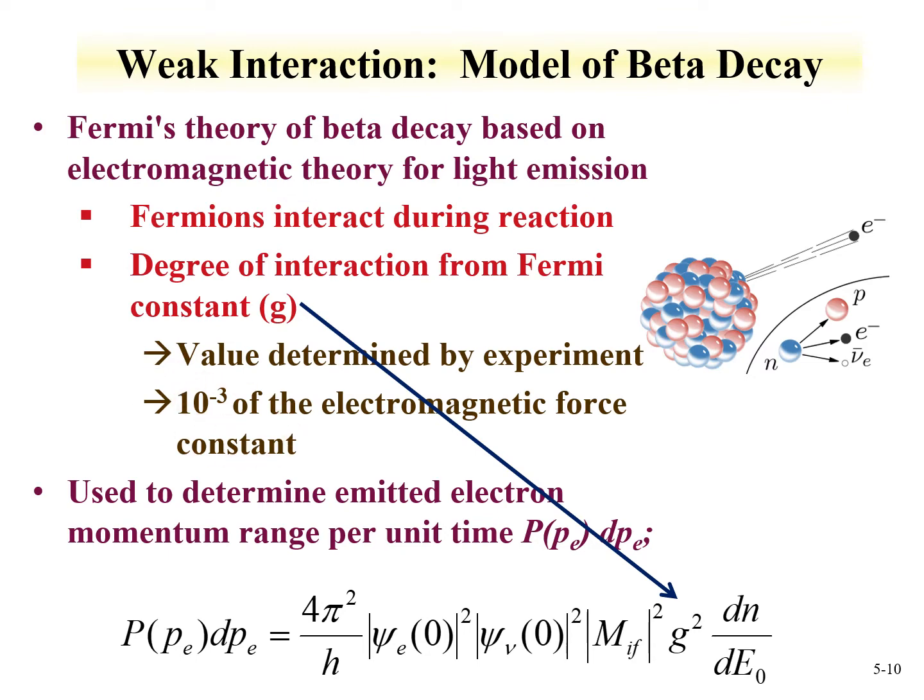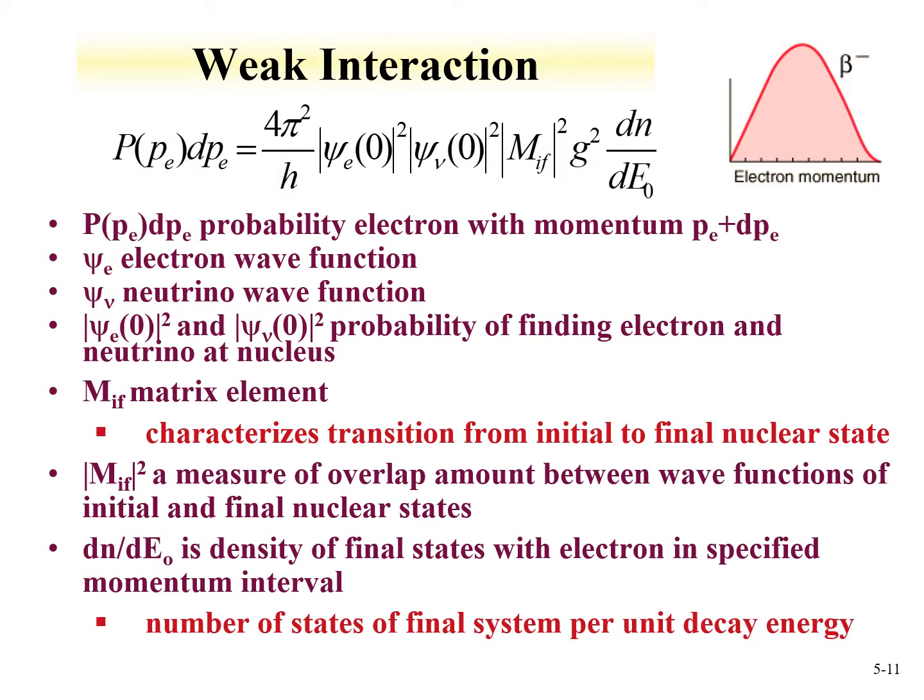It plugs into an equation which is used to determine the emitted electron momentum range per unit time. This winds up being spectral information. So we can get information about the decay spectra of electrons from this term, and we'll describe this equation. Now, this weak interaction equation shown here has a number of different components, and it fundamentally gives the probability of an electron with a given electron momentum. It gives a momentum spectrum, and we can convert this into an energy spectrum.